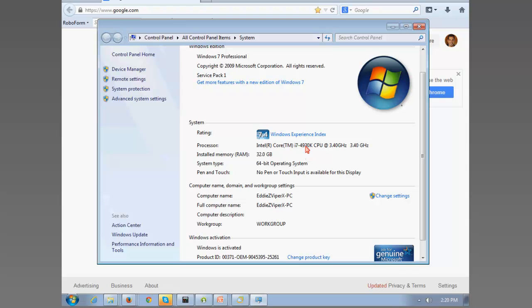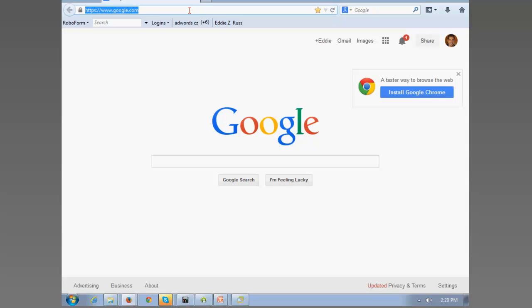So we now know what processor we have. In my case, I have the i7-4930K. So what we're going to do now is go to a website, and the website is called CPUbenchmark.net. Troy or somebody, if you put that in the chat box, I would appreciate it.